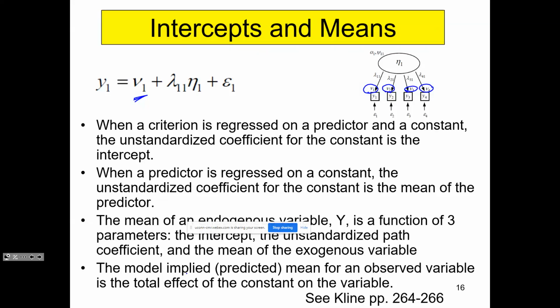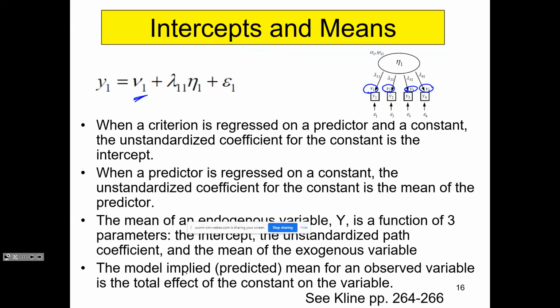We actually have the same choice when we get into mean structure. We can either estimate all of the intercepts, but if we do that, we have to constrain the factor mean to be 0. Okay, so we constrain the factor mean to be 0, estimate all the intercepts.